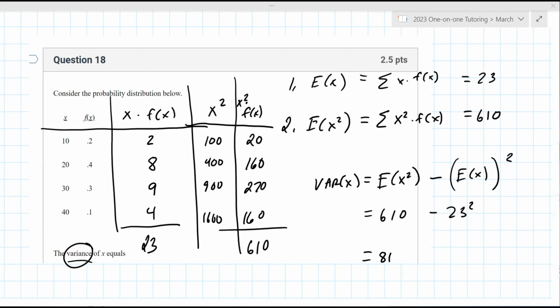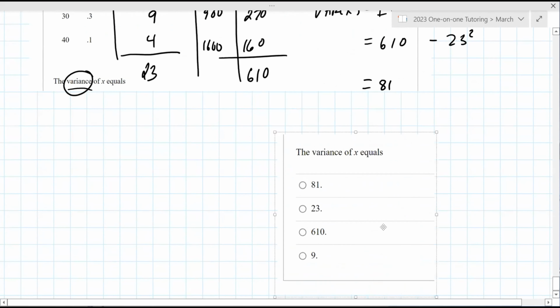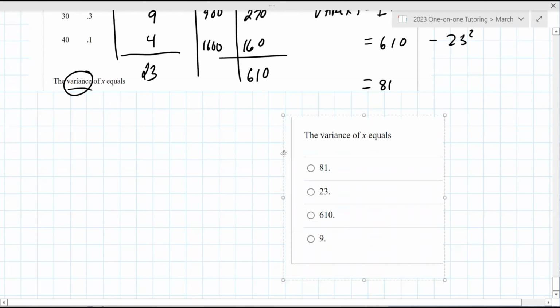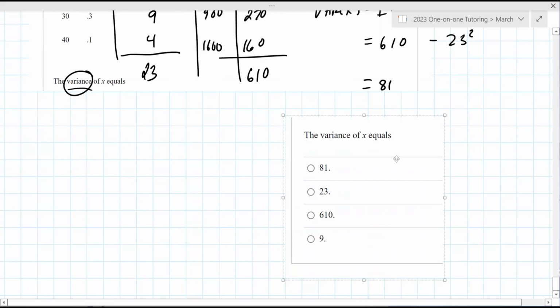So this one ends up being 81. You'll notice that some of those other numbers that we got are there. So make sure your answer is what it's actually asking for, not just the first number you see. If you've ever taken standardized tests or anything in college, they do that as well.